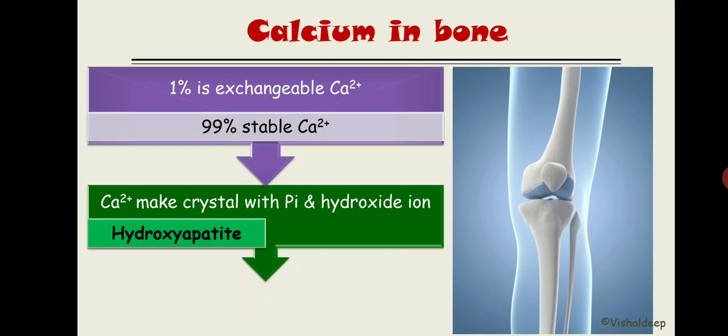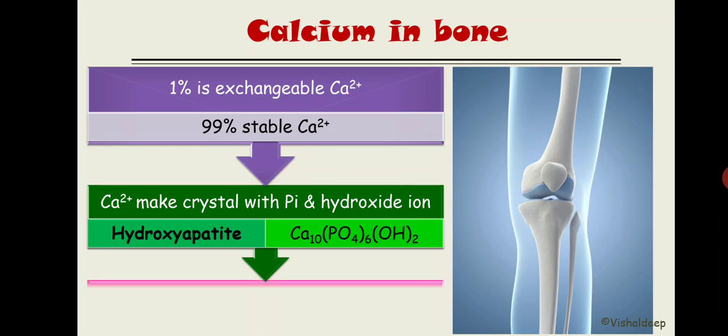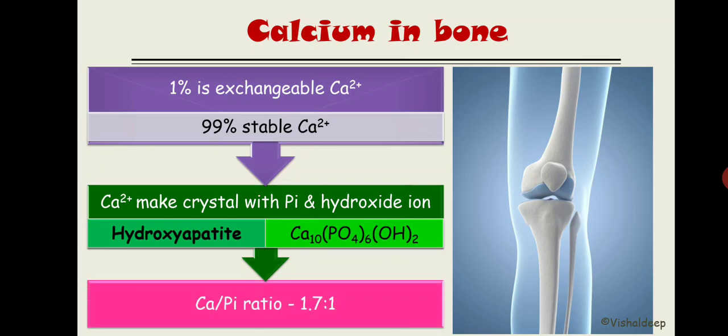And the chemical formula is written like this: Ca10(PO4)6(OH)2. Got it? So this hydroxyapatite is not only calcium and phosphate, it is calcium plus phosphate plus hydroxide ion. And the ratio of calcium and phosphate is basically 1.7:1. Alright.